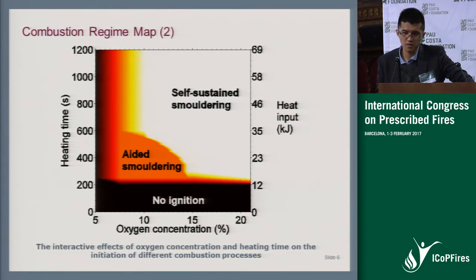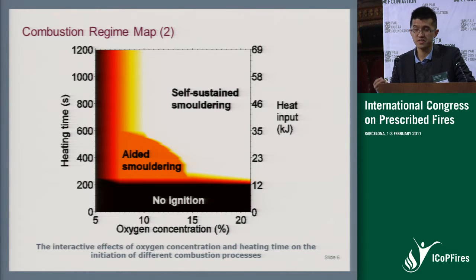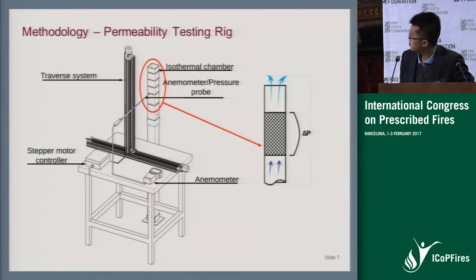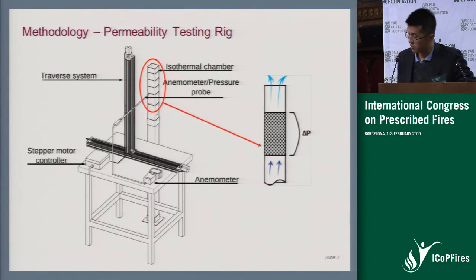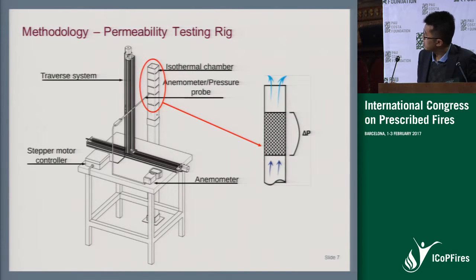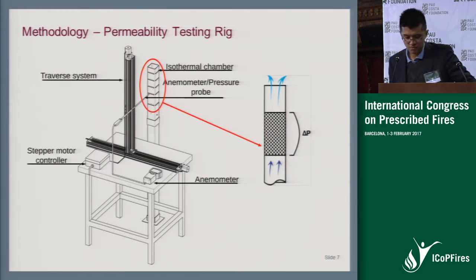In other words, it would be necessary to know how the oxidizer transmits through the fuel bed. Hence, we developed another testing rig, a permeability testing rig. Basically, what we are doing here is measuring the velocity and pressure difference before and after the fuel bed, so we can use that to determine the permeability of that fuel bed.